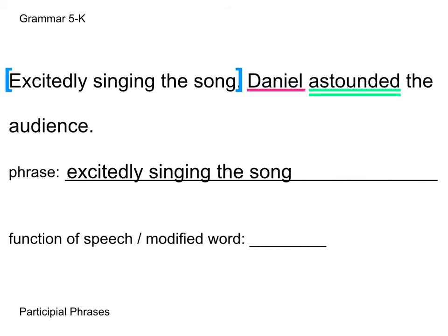And I'm going to find the parts of the sentence. Remember, our verbal is singing. So what is being sung? The song. So that's our direct object of the phrase. And excitedly tells us how he is singing. So it's a modifier for our present participle. And the entire phrase is modifying Daniel. And that will be how we deal with present participial phrases in this booklet.